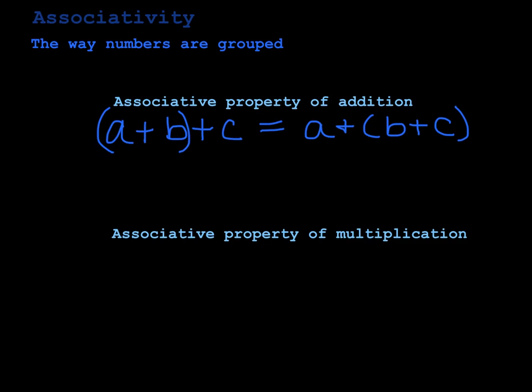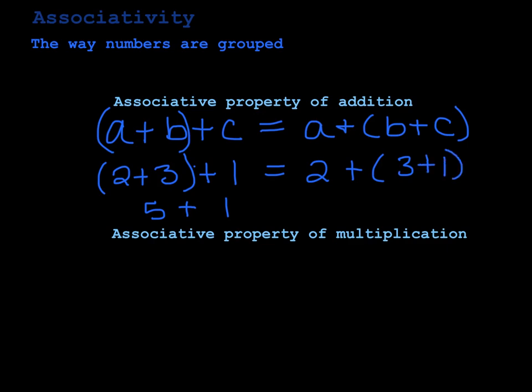It doesn't matter where the groups go. If only the groups change, we're just changing the association. So that's the associative property of addition. For example, 2 plus 3 in parentheses plus 1 would be 5 plus 1, and that's 6. And that is equal to adding 2 plus 3 plus 1. Parentheses always comes first, so that would be adding 2 plus 4, which is still 6. So the grouping doesn't matter when you're adding.